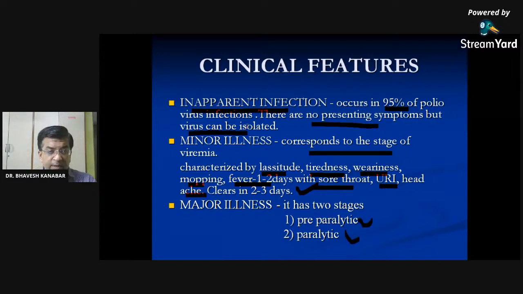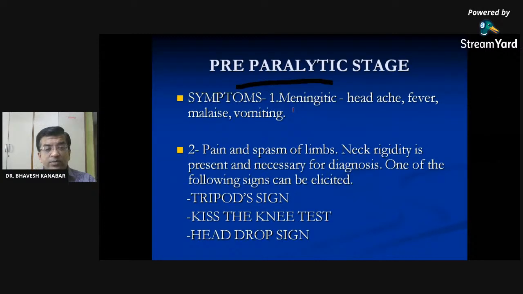So the clinical picture again I repeat: inapparent infection, minor illness, right? Minor illness, then major illness, pre-paralytic polio and paralytic polio. In pre-paralytic polio, the symptoms are of meningitis. Because of this meningitis, there can be headache, fever, malaise, and vomiting, pain and spasm of the limbs, neck rigidity, right? And there are some signs like the tripod sign, kiss the knee test, head drop sign. These are useful for diagnosing the pre-paralytic stage of polio.